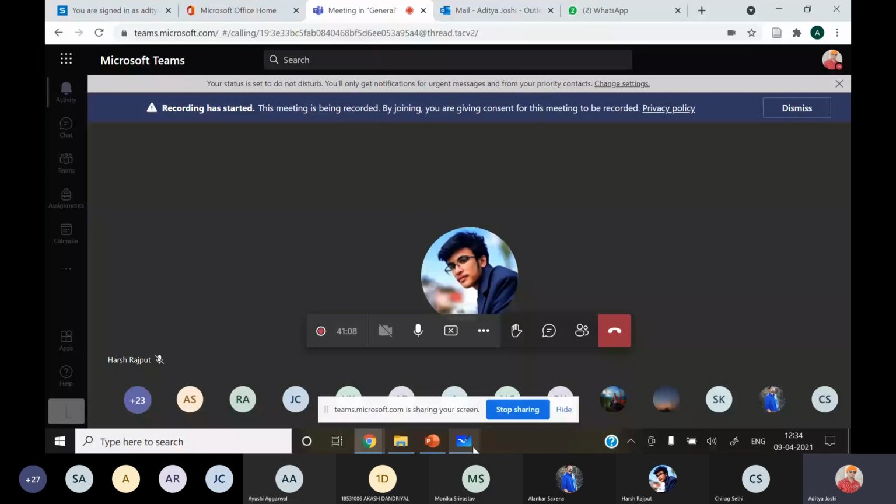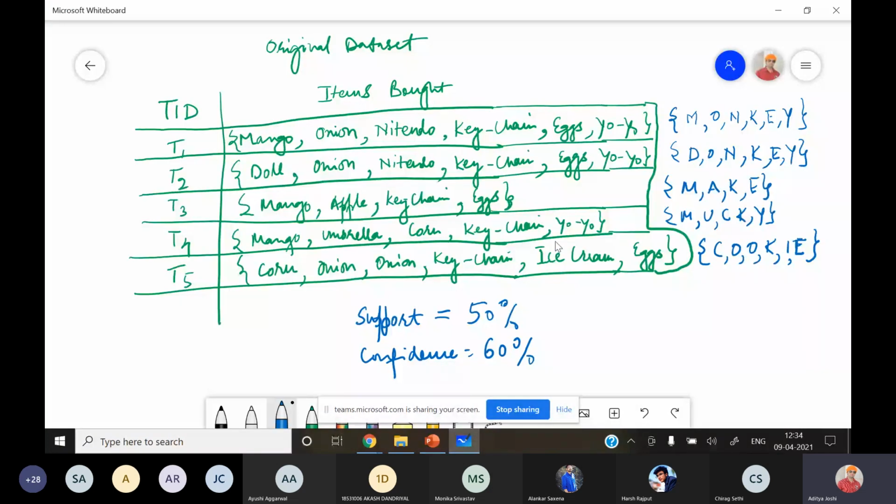Means you have to do the join and prune steps and find the most frequent item set.